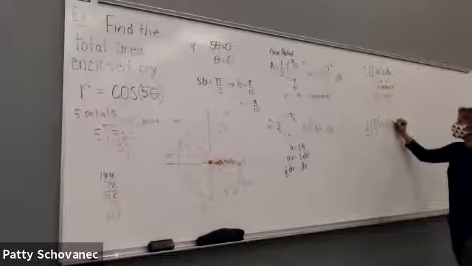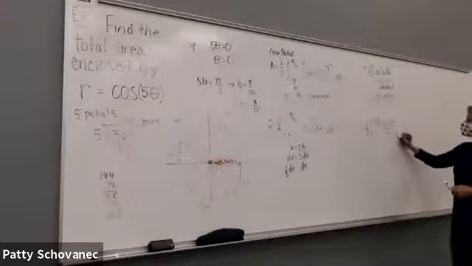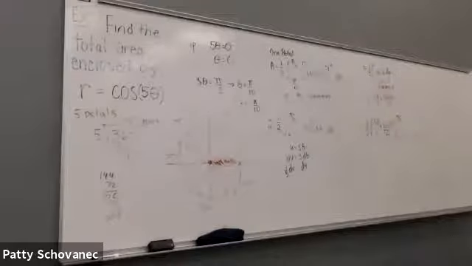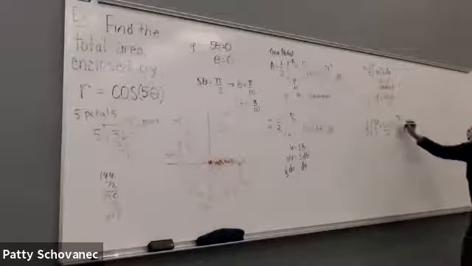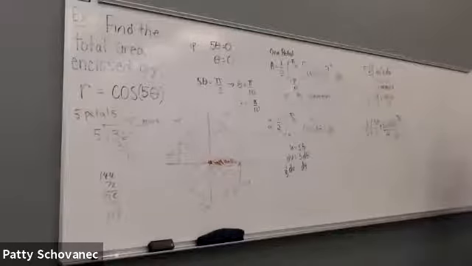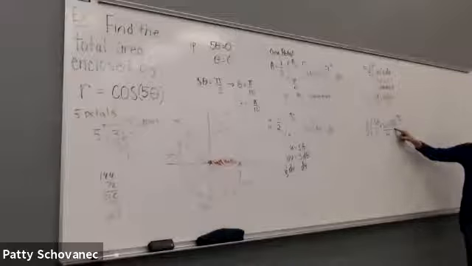Times 5 theta gives me a 10 theta. And now I put my bounds from 0 to pi over 10. Let's do this trig function first. If 10 theta is here, I get the sine of pi. That's 0. If 0 is there, I get the sine of 0.